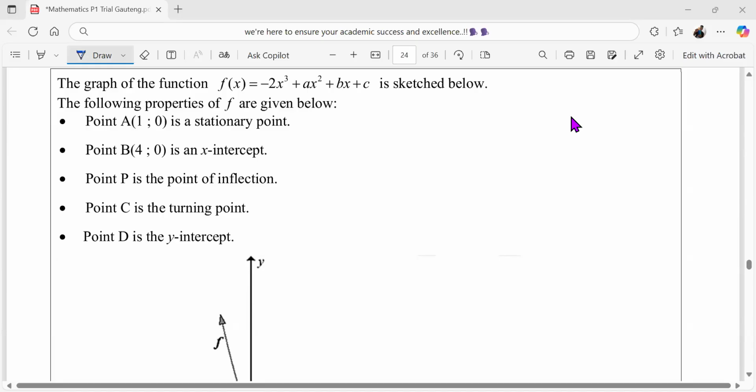The graph of function f(x) equals negative 2x cubed plus ax squared plus bx plus c is sketched below. The following properties of f are given below. Point A (1, 0) is a stationary point. Point B (4, 0) is an x-intercept. Point P is the point of inflection. Point C is the turning point. Point D is the y-intercept.